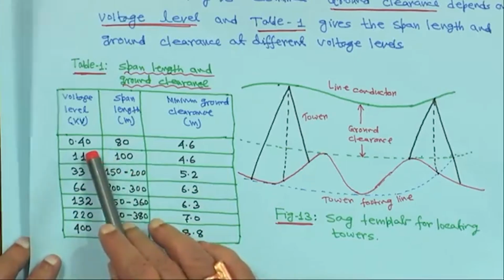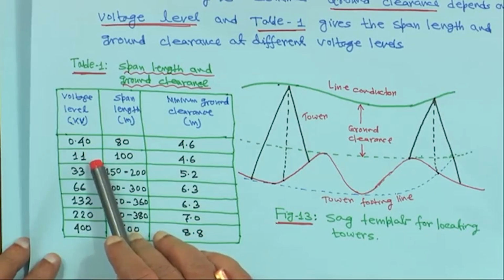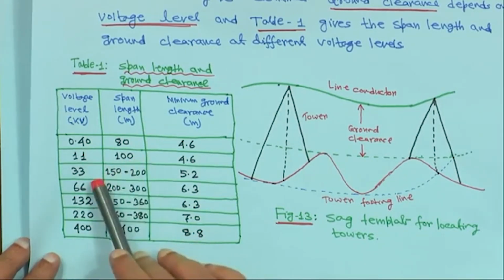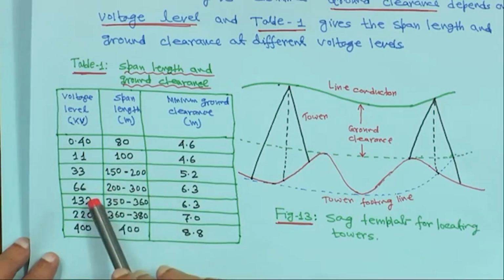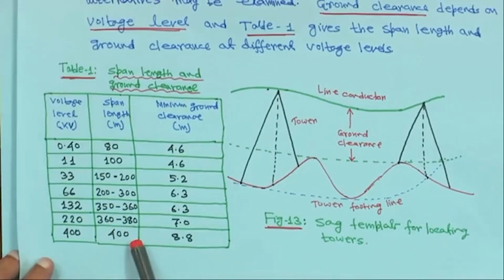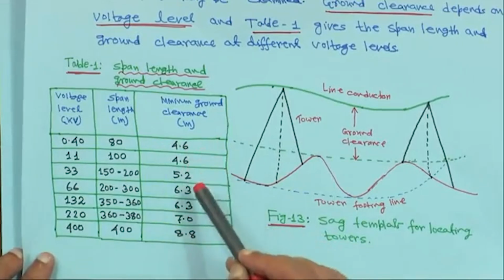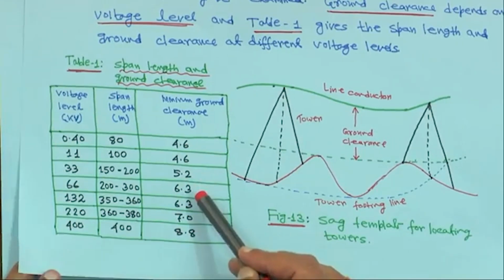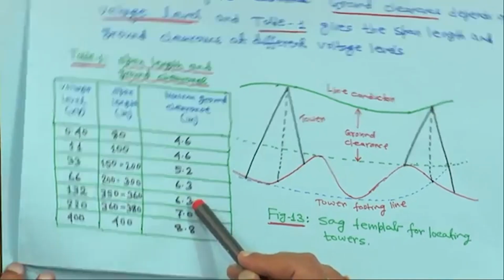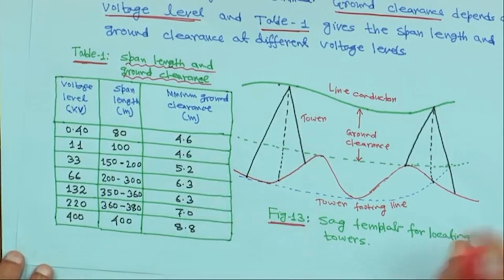Span length generally for 400 volt will be 80 meter. This is distribution side, 11 kV also distribution side, it is 100 meter, then 33 kV is 150 to 200 meters, 66 kV span length will be 200 to 300 meters, 132 kV 350 to 360 meters say, and 220 kV 360 to 380 meters say, and 400 kV say 400 meter. Minimum ground clearance for it will be 4.6 meter, 4.6 meter, 33 kV 5.2, 66 kV 6.3, and 132 kV also 6.3, and 220 kV 7 meter, and 400 kV 8.8 meter. This will be the minimum ground clearance.